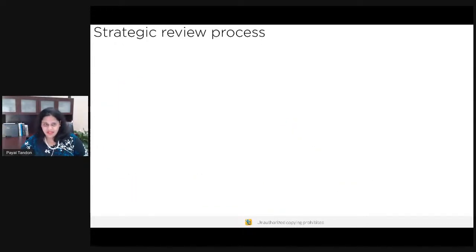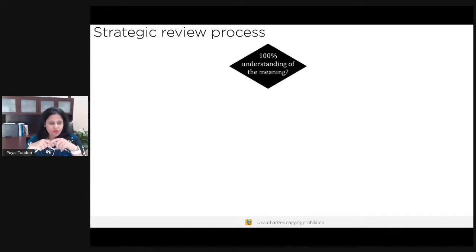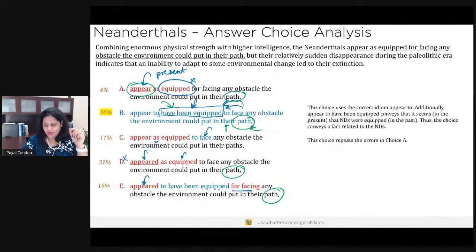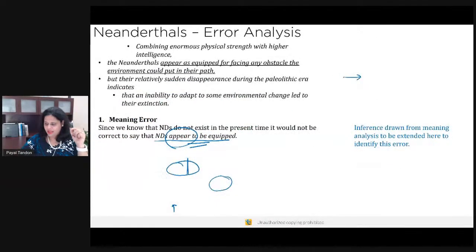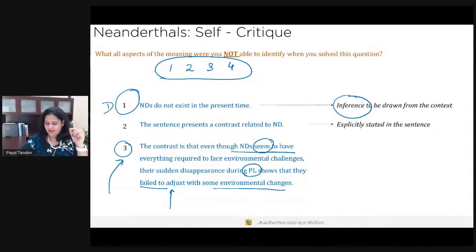Okay, so everyone understands the question, right? How to solve the question. Now the first thing that you have to do when you're reviewing a solution is, after you're done reviewing the entire solution, you have to question yourself, did I have 100% understanding of the meaning? And by that, I mean that when you are doing, let's go back to the meaning slide here, were you able to understand all these aspects of the meaning? Okay. If you weren't able to understand even a single aspect, then you didn't have 100% understanding of the meaning.